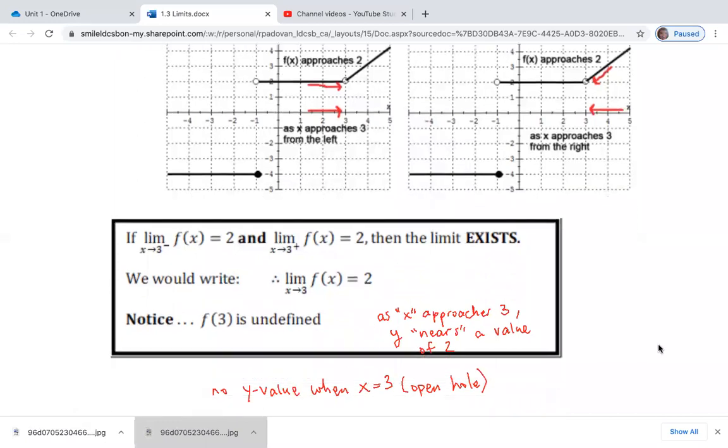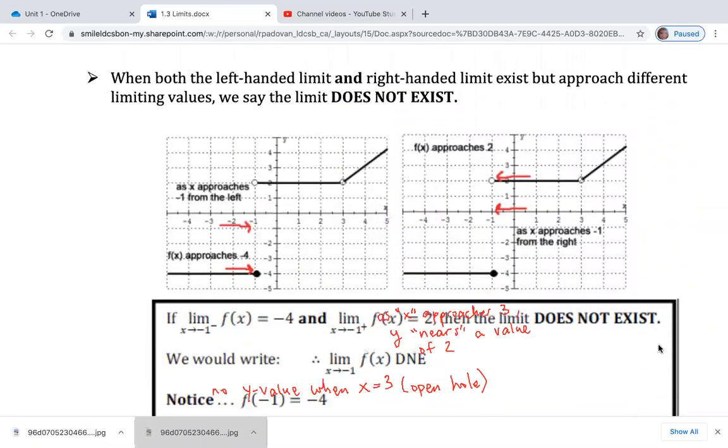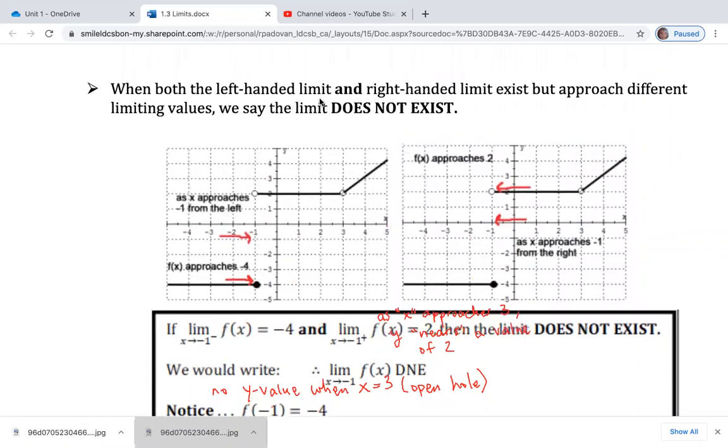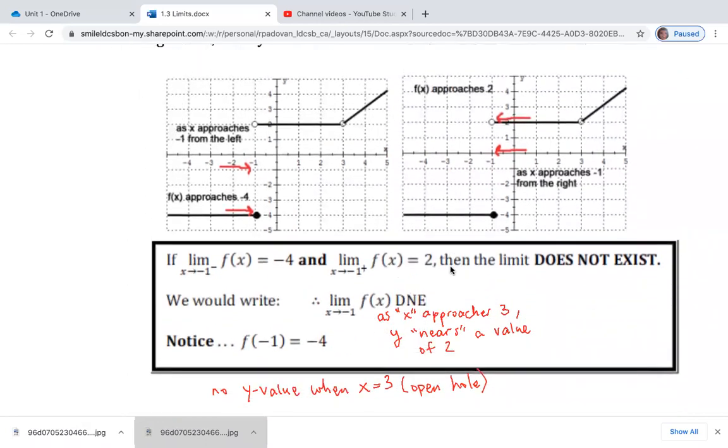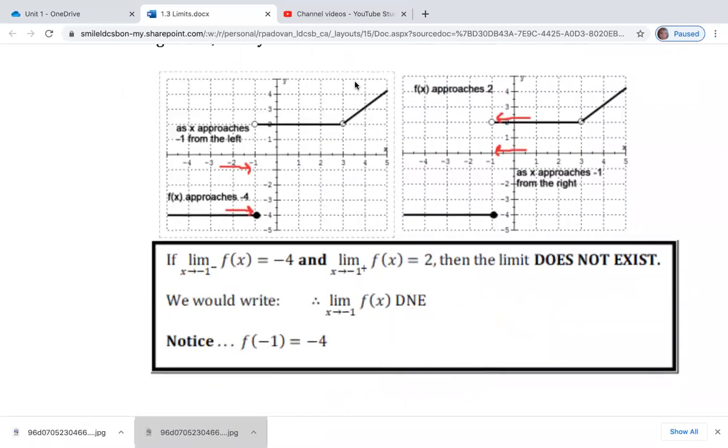What about a different scenario? What about if both the left-hand limit and the right-hand limit do exist, but they approach different numbers? They approach different y values. Then we say that the limit does not exist. So here's an example of where the limit would not exist. Here I have my function again, f of x is here, then the function continues on here to the right. It's the exact same graph on the left and right hand side here.